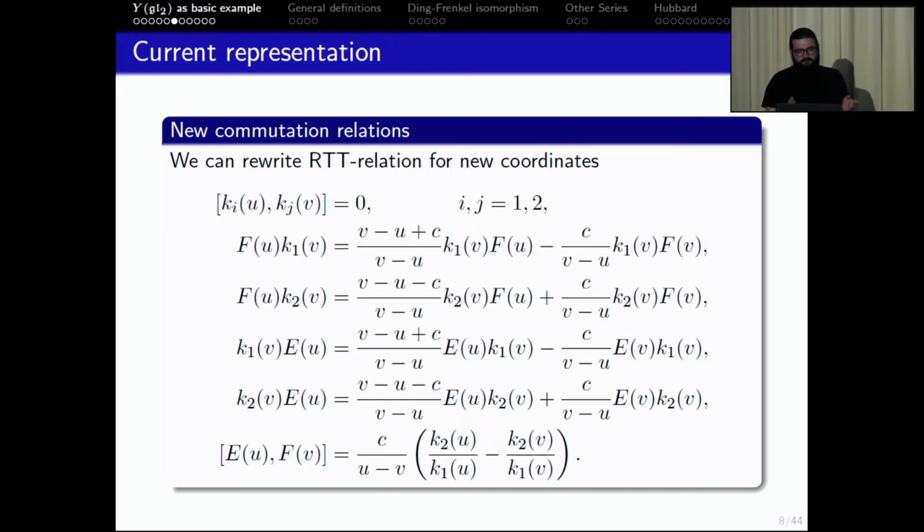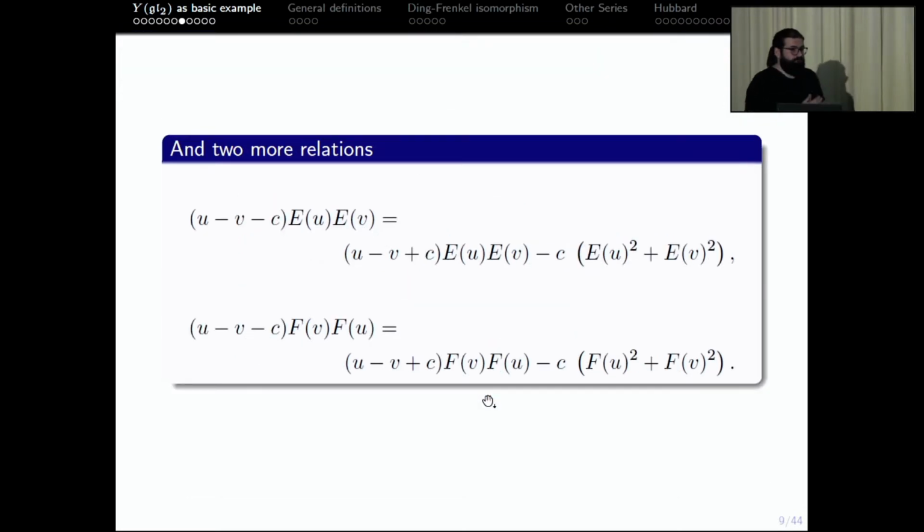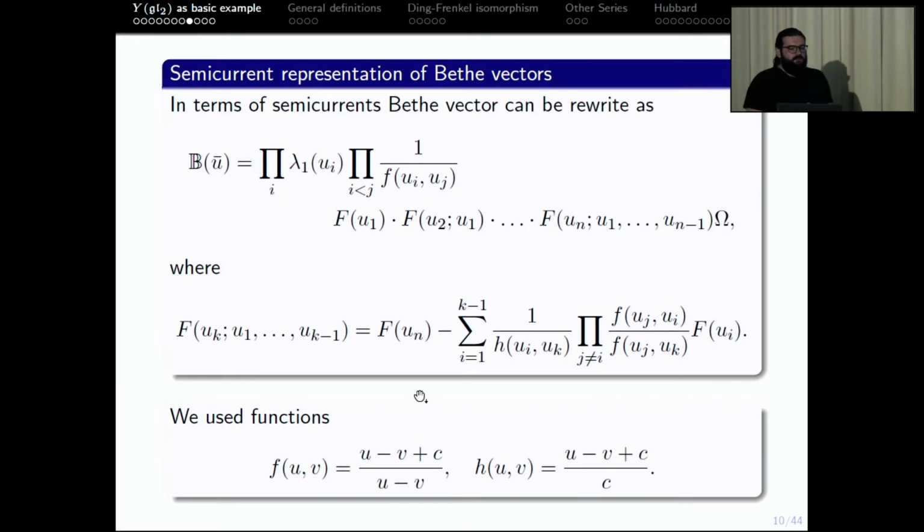You have these 8 relations, 6 here and 2 more here. So we can rewrite the RTT algebra in these 8 relations. You can think of this Gauss decomposition as just a change of coordinates on the monodromy matrices. Now, if you substitute this construction into the usual Bethe vector, BB, you get this huge formula, which is not so nice. It looks worse than the previous one. Nevertheless, you can still work with it.